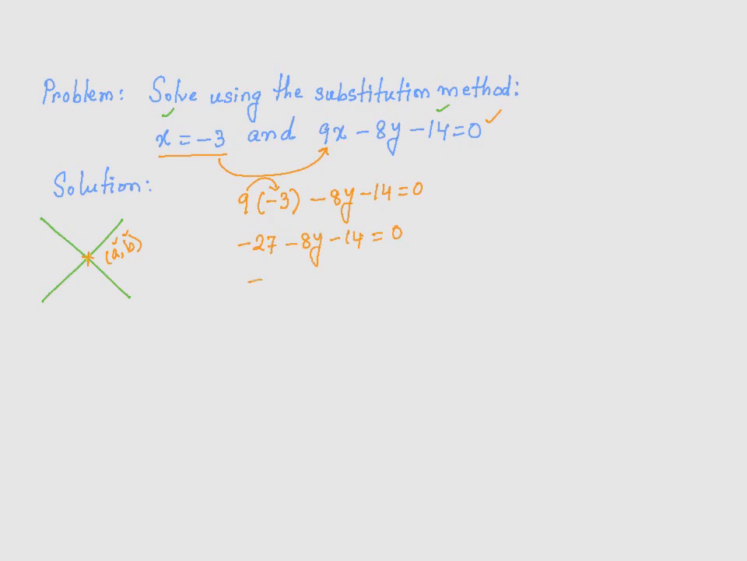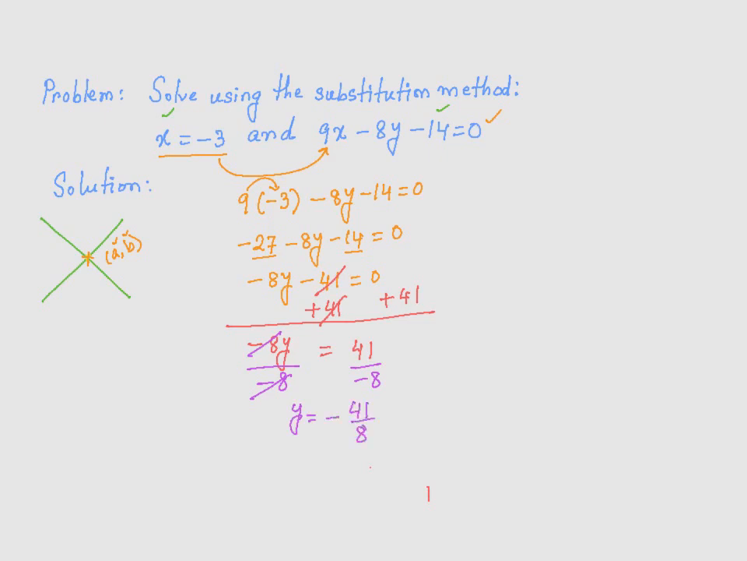Now -8y, then -27 minus 14 is -41, is equal to 0. Now I add 41 to both sides. That gives me on the left hand side -8y, and -41 and positive 41 cancel, and on the right hand side I have just 41. Now I divide both sides by -8, and on the left -8 and -8 cancel. That gives me y is equal to, on the right hand side, 41 over 8. So that's my y, and I already have x, which is given as a part of the equation. So my x is equal to -3.